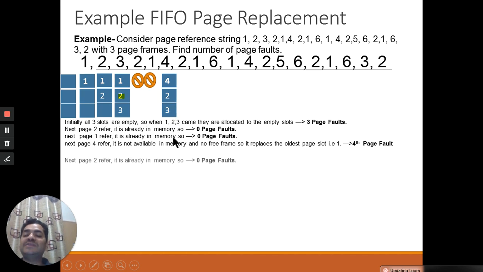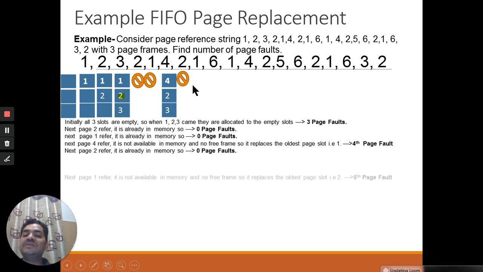So the next page referred is 2. 2 is already in the memory, so there is no page fault. Next page is 1.